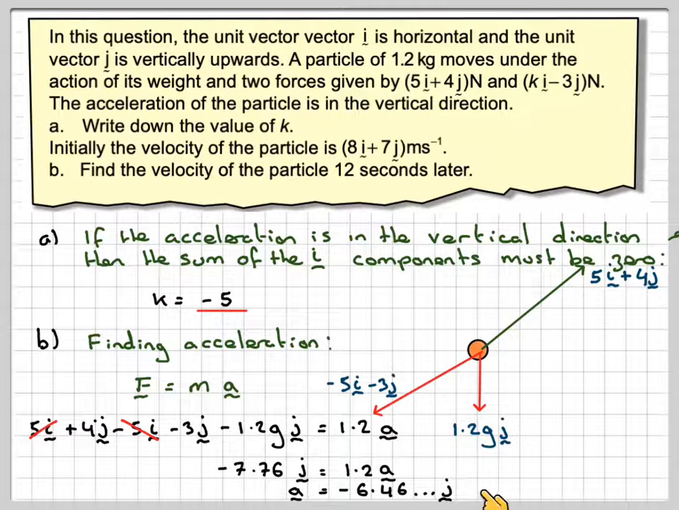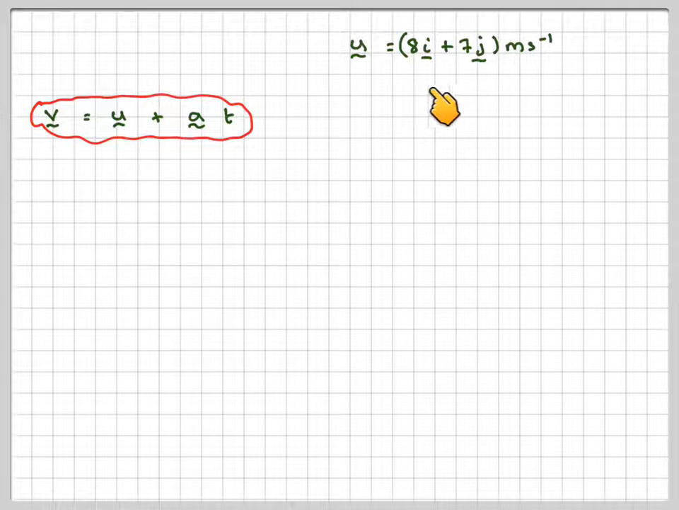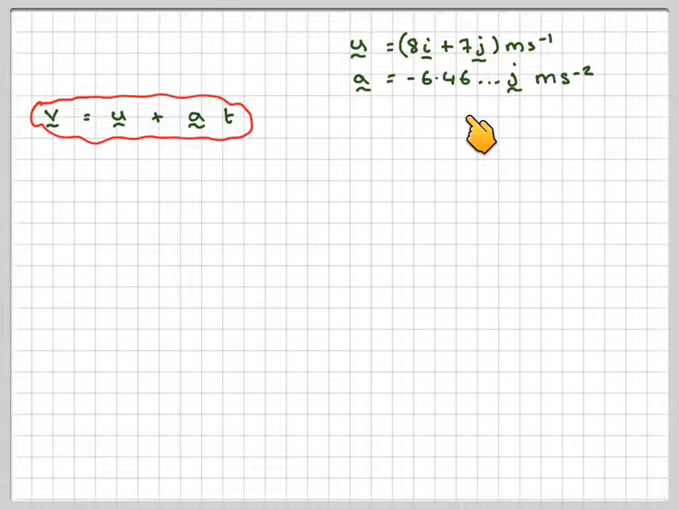And we expected the acceleration to be in that direction only, so we only got a j component. Right, if we now use v is equal to u plus at, so vector v is equal to vector u plus vector at, we have u is equal to 8i plus 7j meters per second. a is going to be minus 6.46j meters per second squared, and t is equal to 12 seconds.